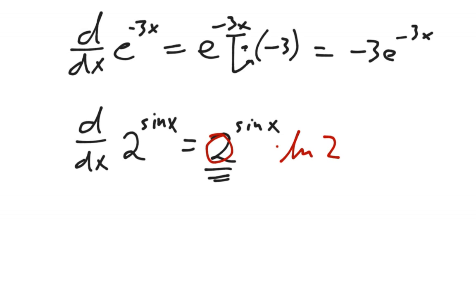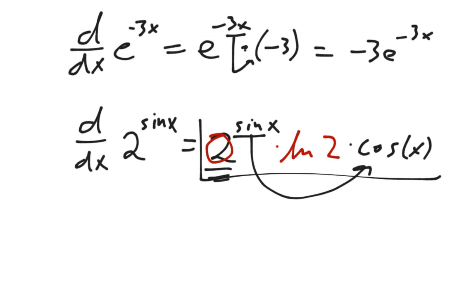That's not the chain rule. This is the chain rule. I do chain rule with sine, and I get cosine. So this is my final answer, and that's completely simplified. 2 to the sine x times natural log of 2 times cosine of x is my final answer.